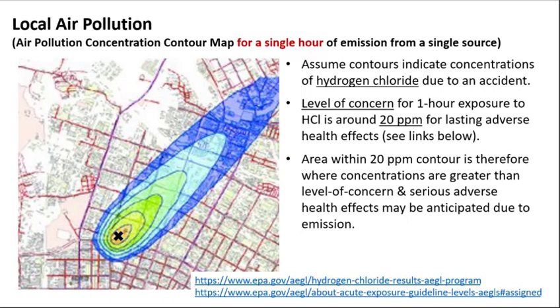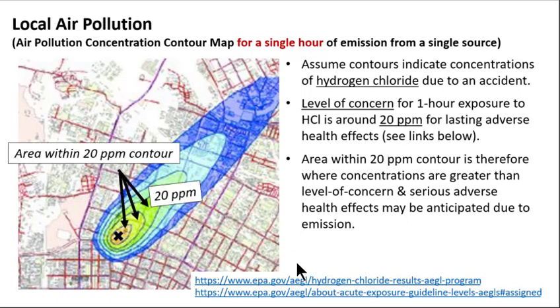Notwithstanding, given 20 ppm as a level of concern for a 1-hour exposure, the area encompassed by the 20 ppm contour is therefore that where 1-hour average concentrations are greater than 20 ppm due to the release. This is therefore the area where serious lasting health impacts may be anticipated due to the accident, since the level of concern is 20 parts per million.